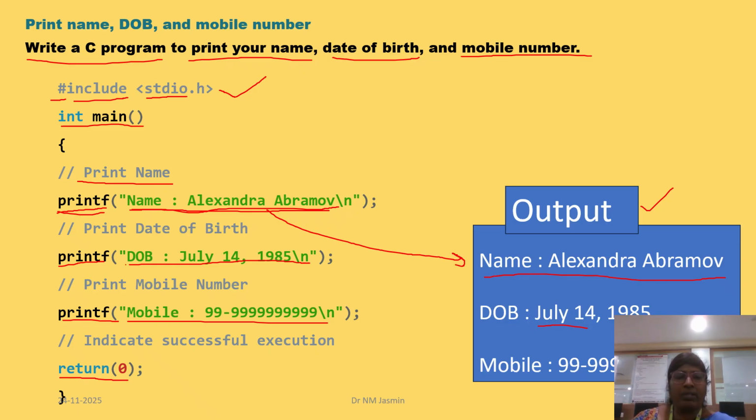And next, we have given the second printf, which is the date of birth in this respective format. The same date of birth format I get here. And last, in print, I want to have the mobile number. Whatever format you have given here in the double quotes, as it is, you will get the output like this. So this is a very simple program to print the name, date of birth and the mobile number.